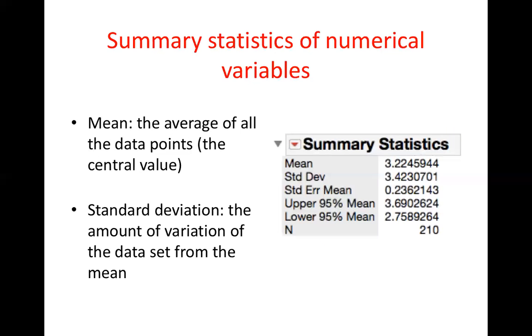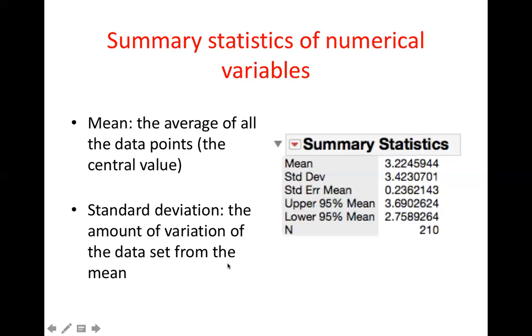Now, something else we look at with numerical values a lot of times when we're exploring our data early on is we look at the mean and the standard deviation. And so the mean, you may have heard of this before, is just the average of all the data points, so the central value. So in this particular case, we're looking at daily cups of fruits and vegetables again, and we see that the mean here is 3.22. So a little more than 3 cups of fruits and vegetables for 210 participants here.